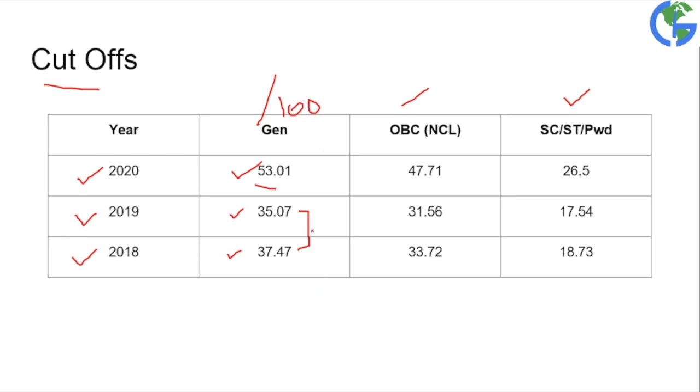So you see, you need not worry about the cutoff. You can easily qualify the cutoff because 35-37 is not a big score. You can very well score these, right? The paper was easy, so of course you could score 53 as well.